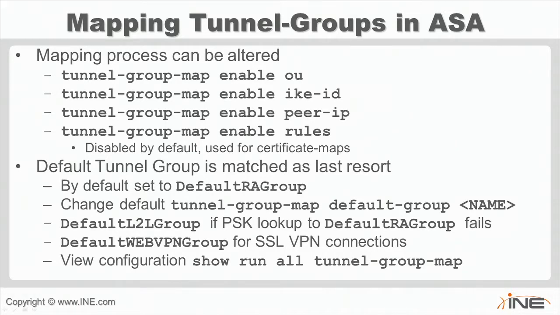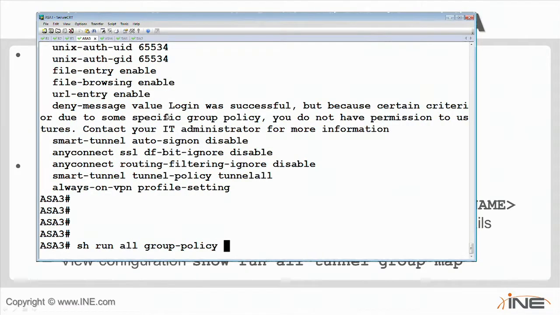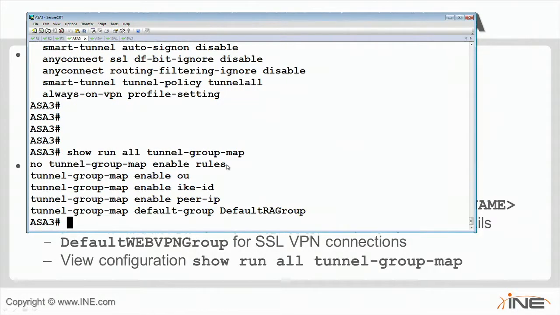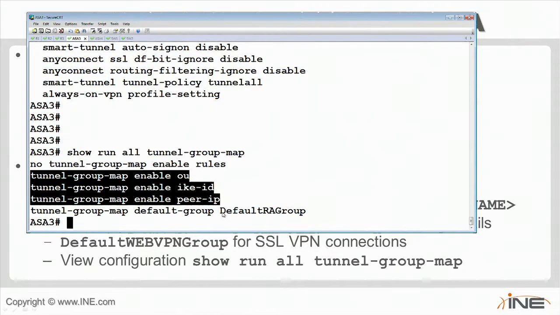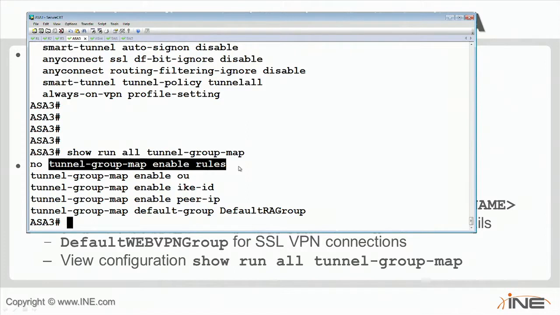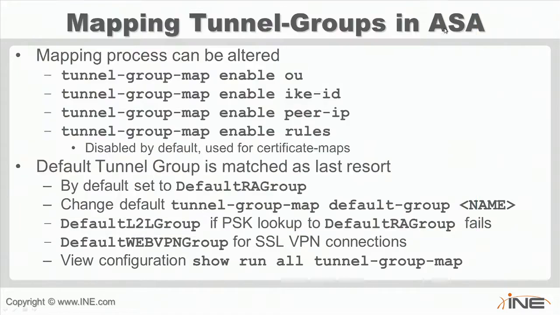And also this option here, which is the show run all tunnel group map. So this says what are the defaults when I'm mapping the particular users. If nothing matches them, then they're going to fall back to the default group, which is the default remote access group. So you can enable these or disable these selectively. So if I don't want to check the organizational unit inside the certificate and instead do certificate mapping, I would turn the tunnel group map rules on. And then beyond this, you would have to actually define what are the particular rules.